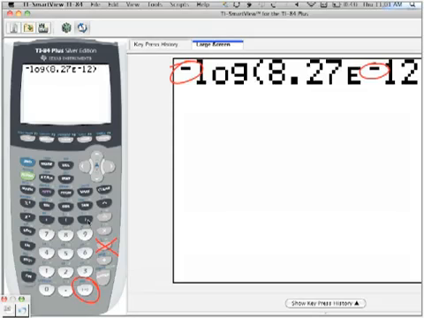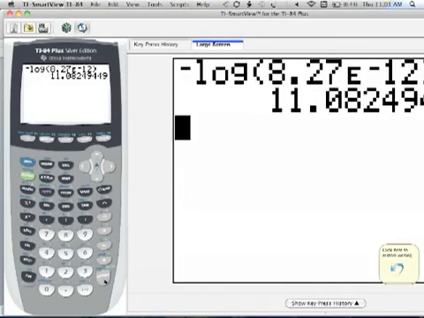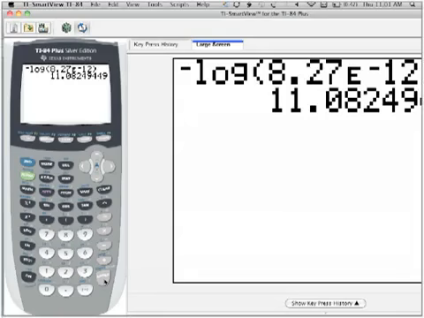We're going to hit equal, and we get 11.0824949. How many significant digits in my question? 3. So we want the 11.0. We're going to look at the number immediately following that, and the pH is equal to 11.1. So what kind of a solution do we have? Basic solution. So we have a base.